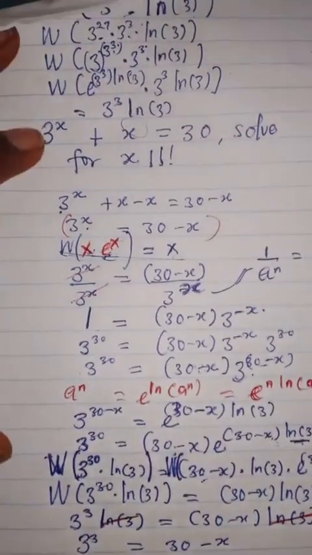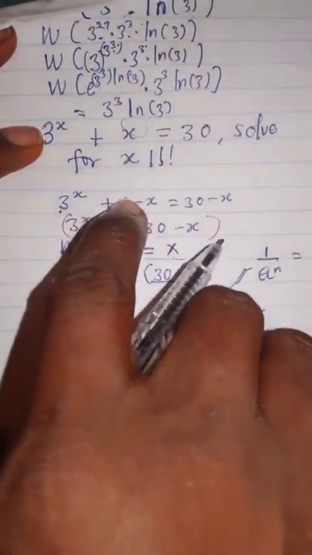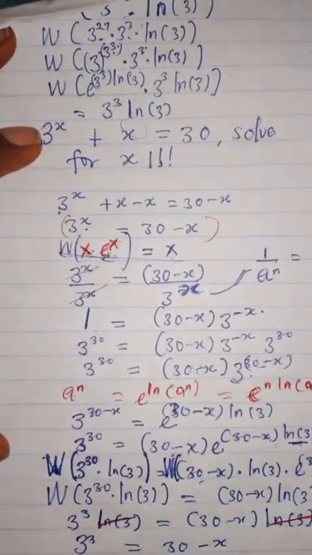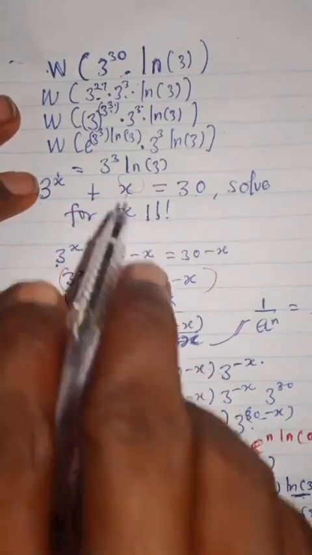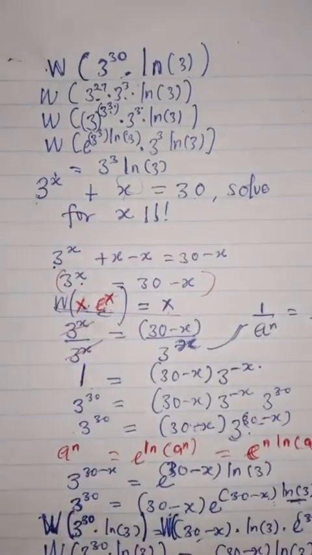So the solution to the question 3 raised to the power of x plus x is equal to 30 is x is equal to 3. If we substitute, 3 raised to the power of 3 is 27, plus 3, that will give us 30. So that's the solution to the question.